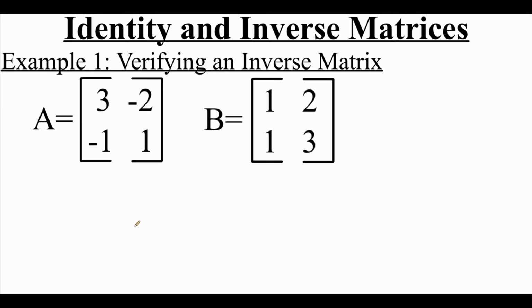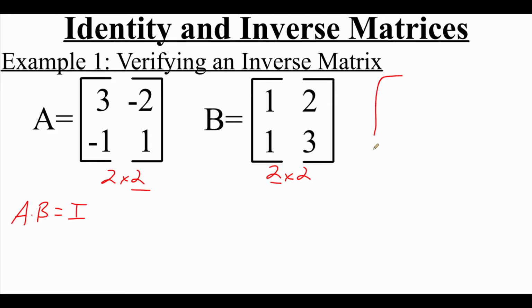So here we've got two matrices, A with the entries 3, -2, -1, 1, and B with the entries 1, 2, 1, 3. And we're going to verify that they are inverses of each other by doing multiplication. So the first thing we're going to do is A times B, and we're hoping to get an identity matrix as our answer. The first thing we should check as we're doing the multiplication is the order. So these are each 2 by 2 matrices. And we notice those middle numbers match up when we're doing A times B. So this is going to work out. We will get a 2 by 2 matrix as our answer.